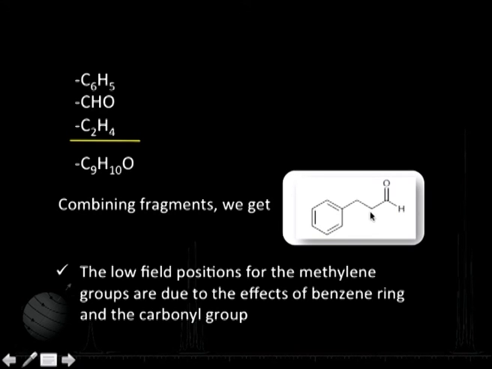So, for this methylene group here, the carbonyl is the major factor and the benzene ring is a minor factor. For this methylene here, which is directly linked to a benzene ring, the ring is the predominant factor making it go downfield, and the carbonyl also plays a role. So, both of them are observed downfield, but the actual position will depend on the relative magnitude of the effect of the carbonyl group and that of the benzene ring.